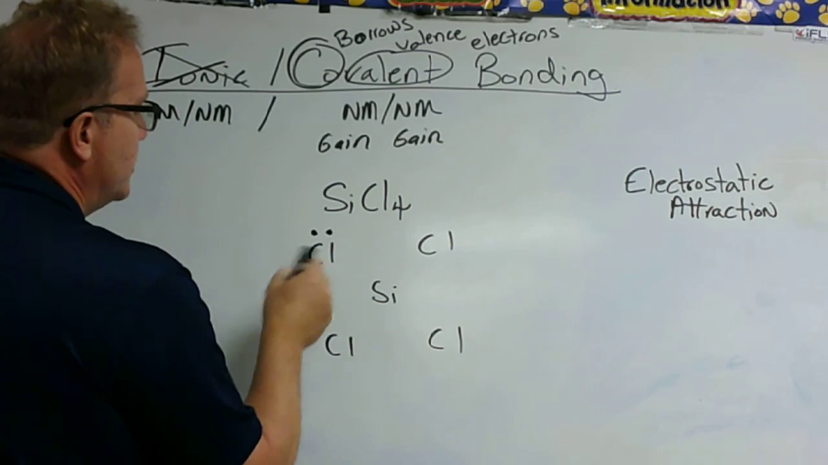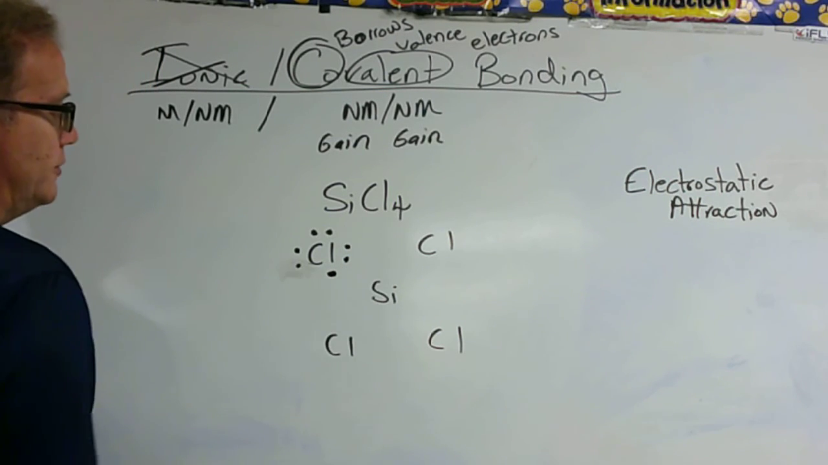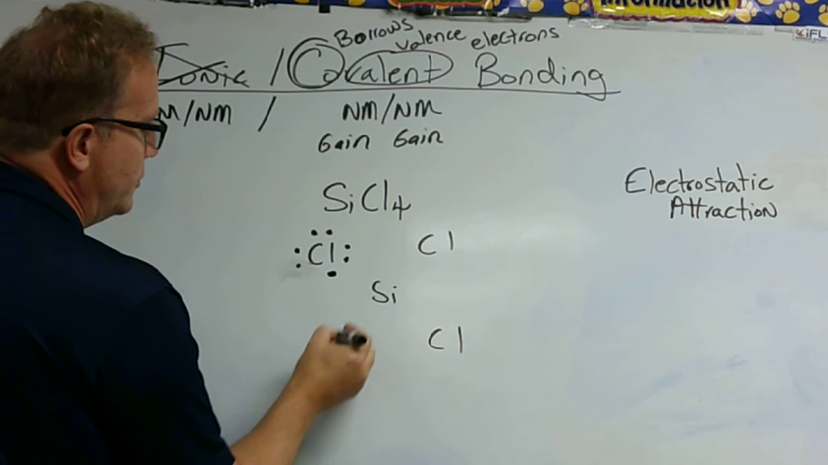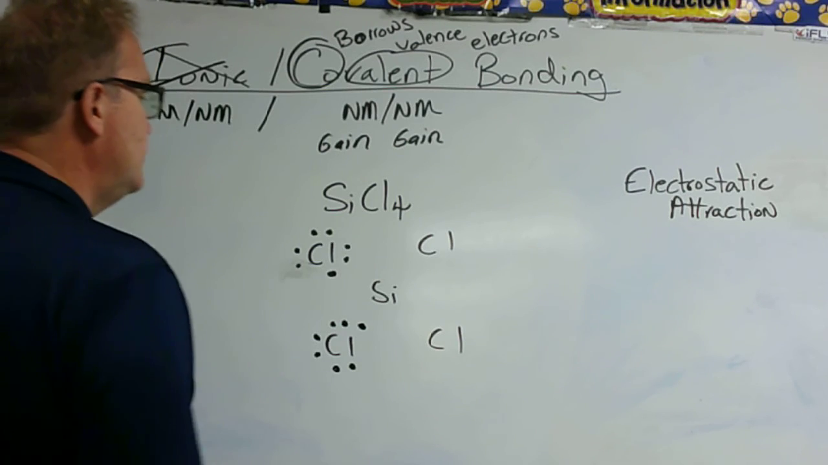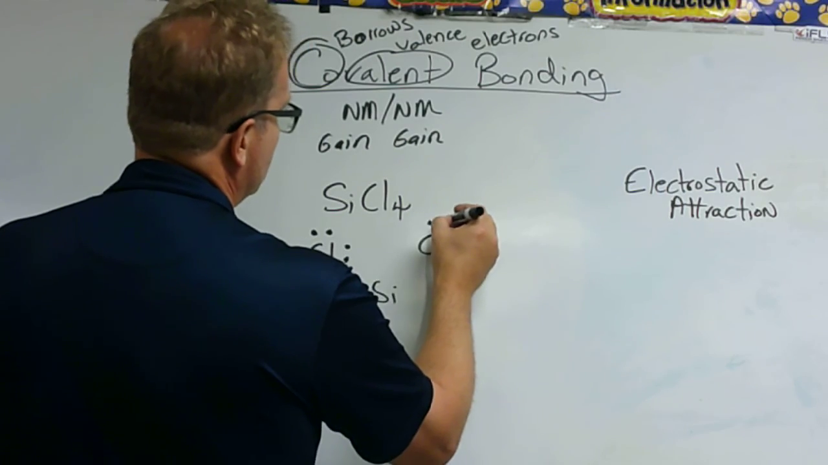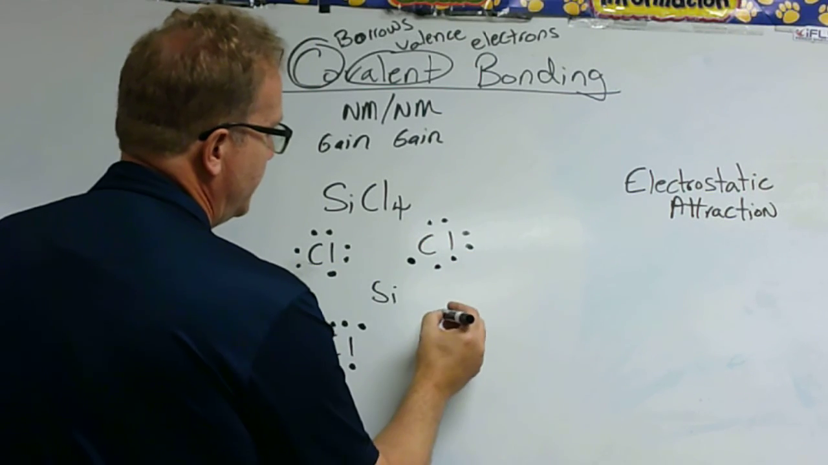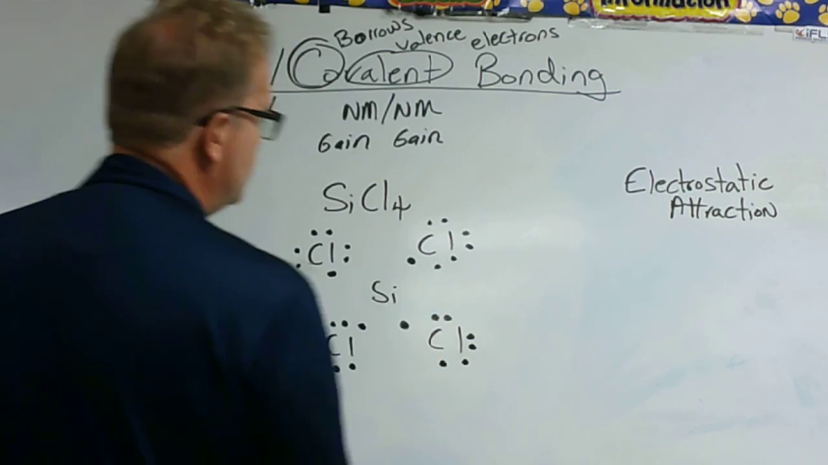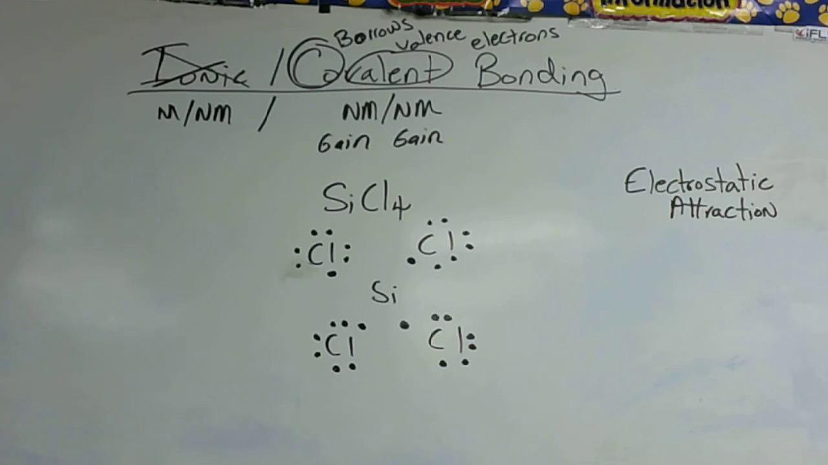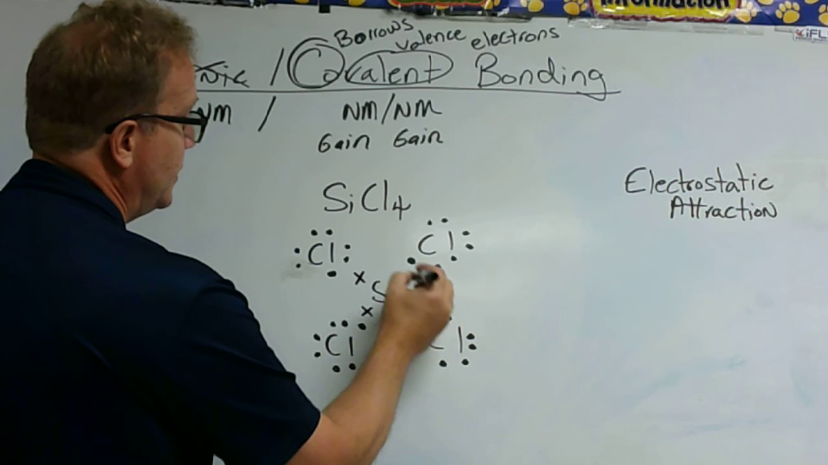I have to be a little bit creative on the drawing here. Actually, not too creative. Chlorine has 7 valence electrons. Chlorine has 7 valence electrons. And this chlorine has 7 valence electrons. If I look at Si or silicon, it has 4. Let's put my 4 here.